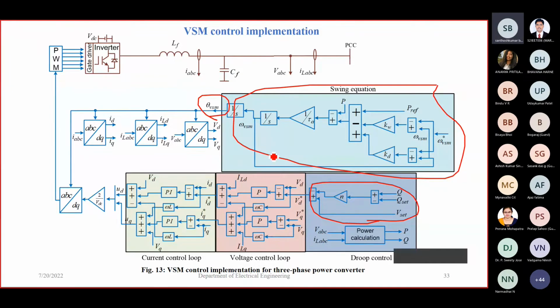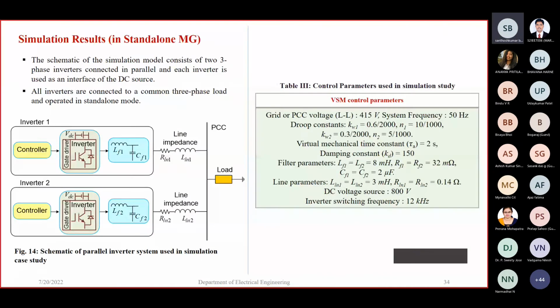This current control loop and voltage control loop, I have explained. This group control, I have explained. From equation 26, you can easily implement this swing equation. From that, we can get this theta or omega. Same here also, in this simulation study, I considered two inverters operated in parallel, and these are the results.